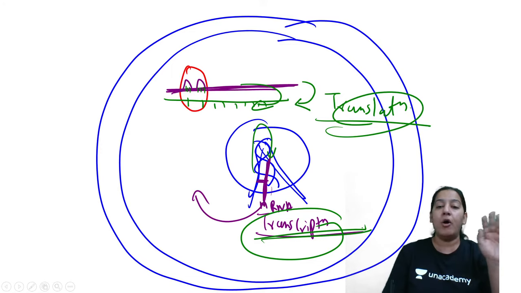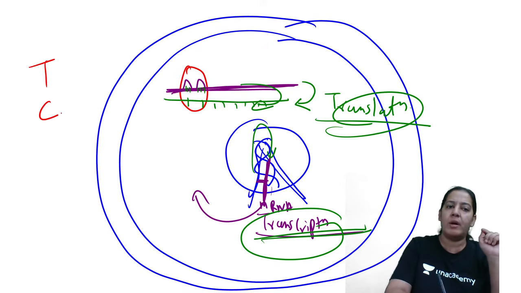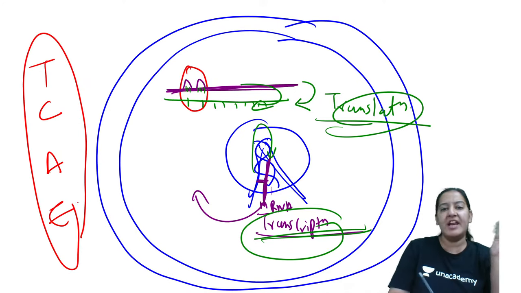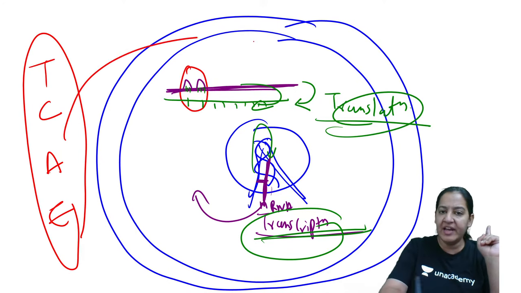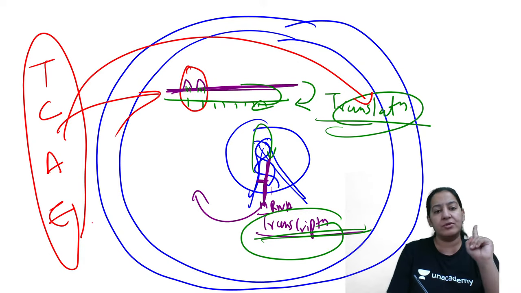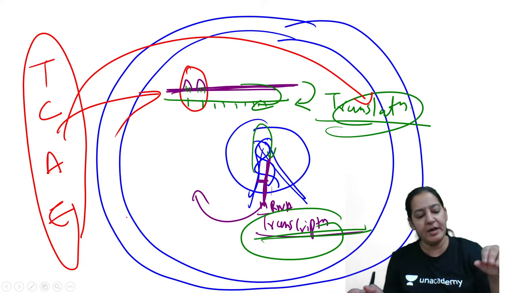Now I am going to teach you four antibiotics. What are my four antibiotics? Tetracycline, chloramphenicol, aminoglycoside, and erythromycin. As I have told you, they all will inhibit protein synthesis. So they all will inhibit translation because they all act on the ribosome, not in the nucleus. So none of them will inhibit transcription. They all will inhibit translation.